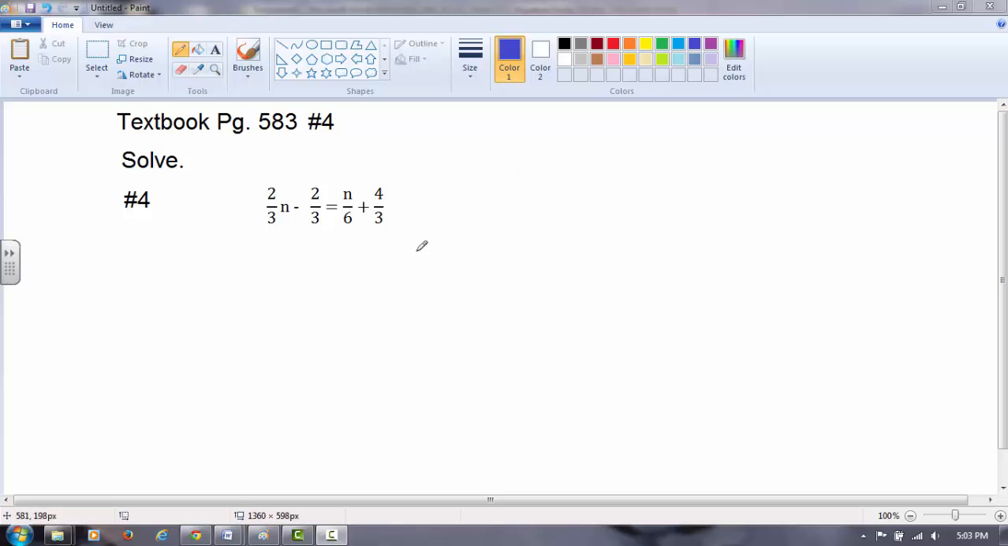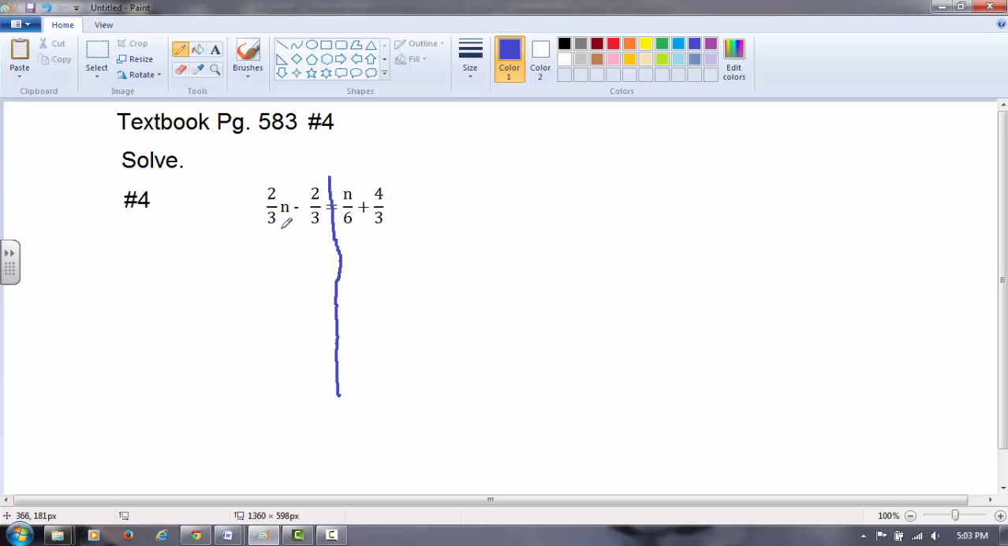Okay, so the first thing I'm going to do on this problem is put a fence so I can separate the left side and the right side. I'm just going to draw a straight line down here. One thing you're going to notice about this problem is we have fractions, and we're going to use something called fraction busting. Our goal is to get rid of our fractions. It just makes the problem a little bit easier to deal with.